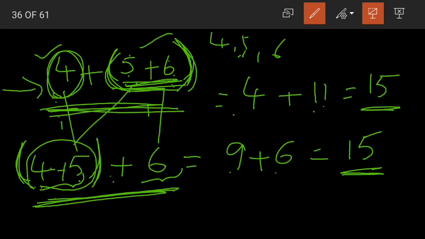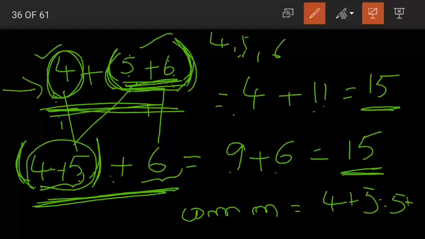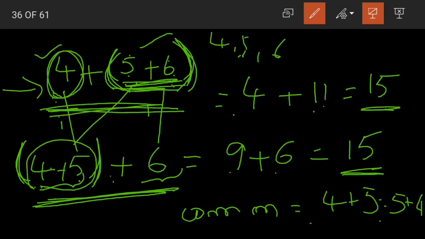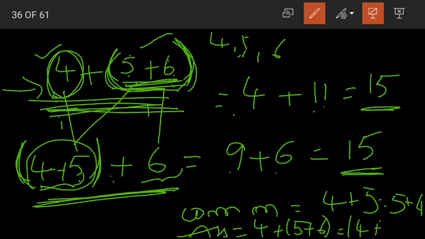Yes, the difference between associative and commutative is, in commutative we have only two numbers, say 4 plus 5 which is equal to 5 plus 4. Yes, we have only two numbers, but in associative we have three numbers. 4 plus (5 plus 6) will be equal to (4 plus 5) plus 6. Understood children? This is the main difference between commutative and associative property.